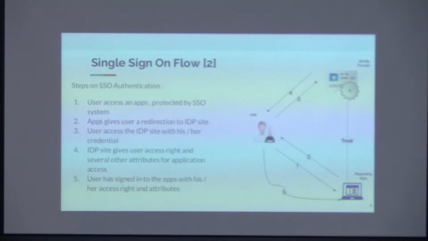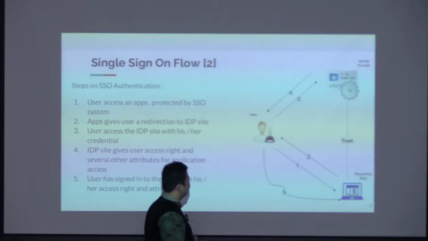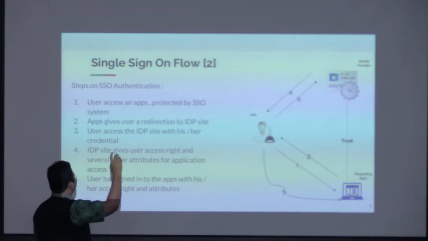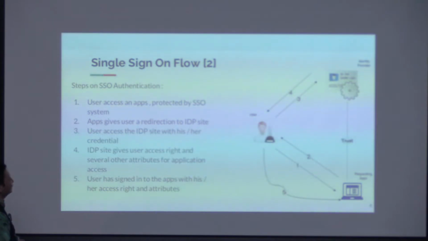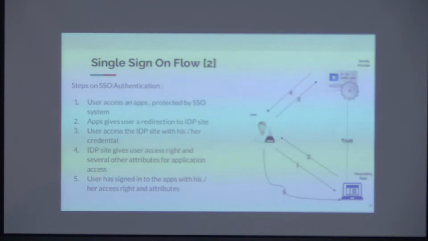So the flow has 5 parts. First, the user accesses an app protected by the SSO system. Then the app redirects back to the identity provider side. The user accesses the identity side, then he or she enters their credential, such as password, username, or maybe another type of credential. Then the identity side gives the user an access right and several other attributes for application access. Then the user signs in to the app with his or her access right and the attributes. This is the common flow of a single sign-on system.